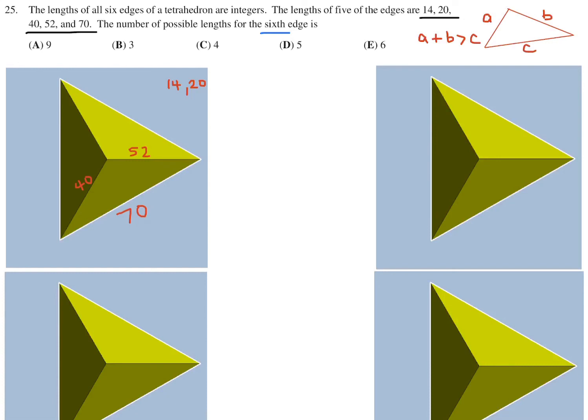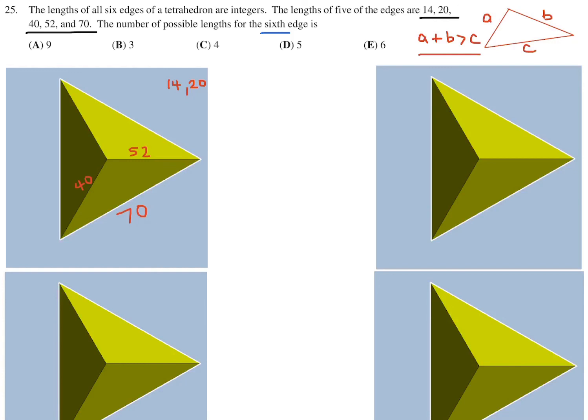Well, first, before I get too ahead of myself, let's look at the triangle right here that I've labeled. Is this legitimate? And we're going to look at that rule. A plus B is greater than C. Well, 40 plus 52 is greater than 70. 52 plus 70 is greater than 40. And 40 plus 70 is greater than 52. So that's perfectly fine.